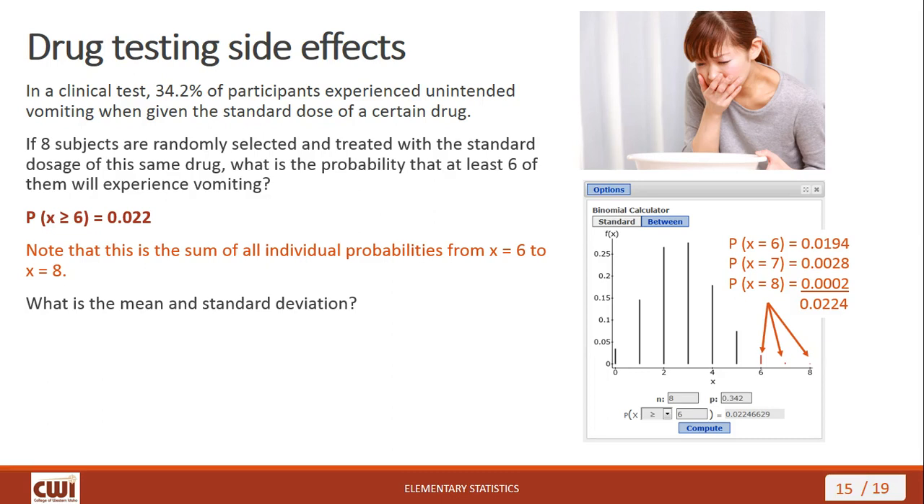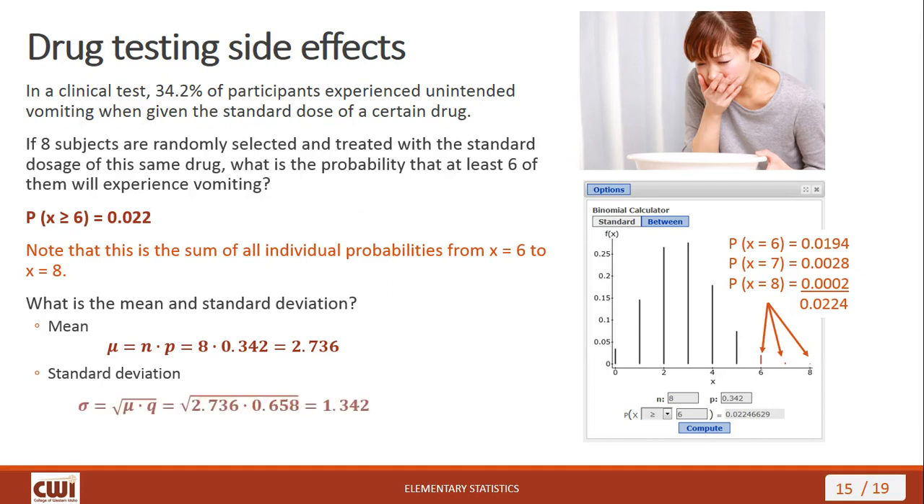of this distribution? Well, we know how to calculate the mean. That's simply going to be taking the total number of trials, which is 8, multiplied by the probability of success, which we get from the problem statement, 0.342. That gives us 2.736.